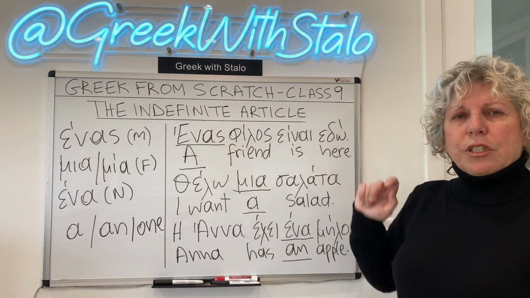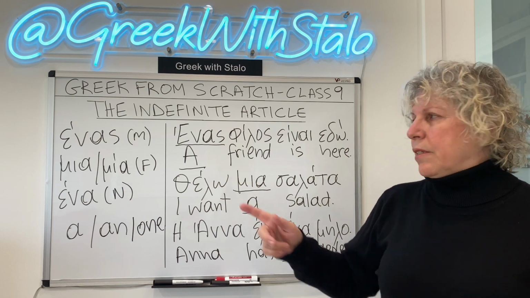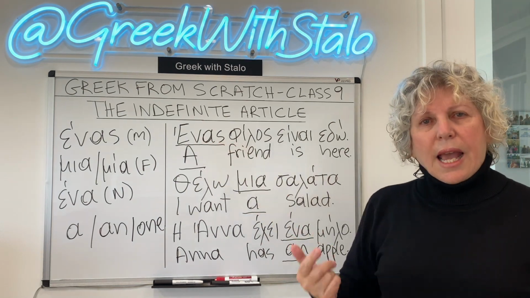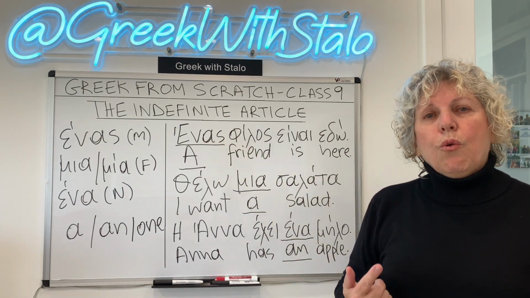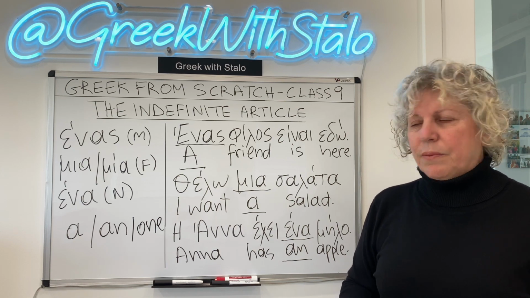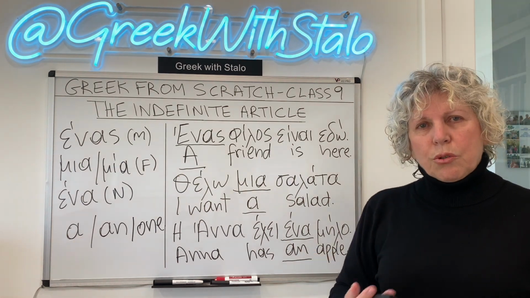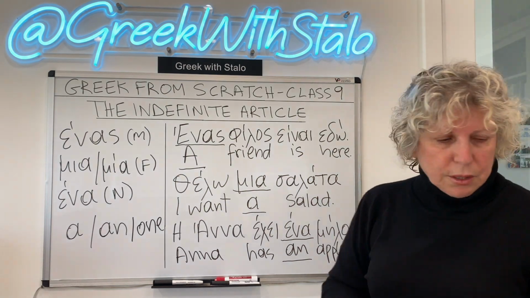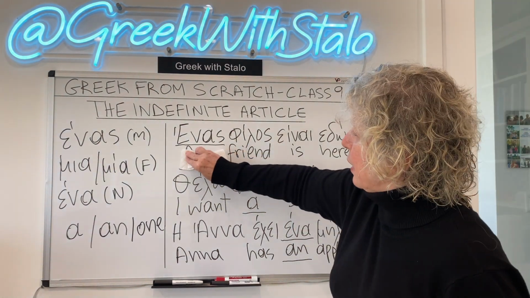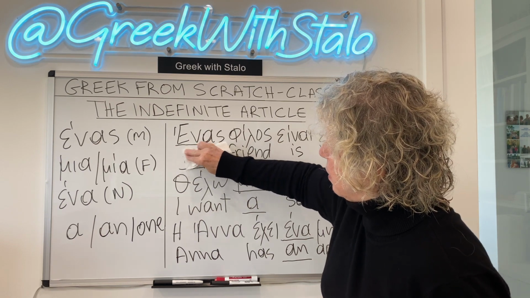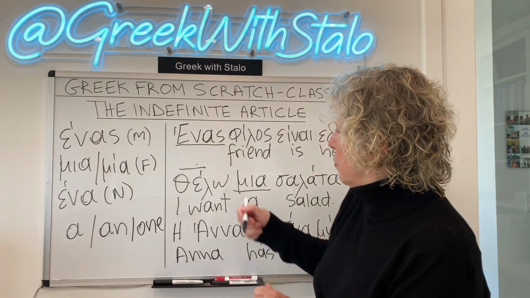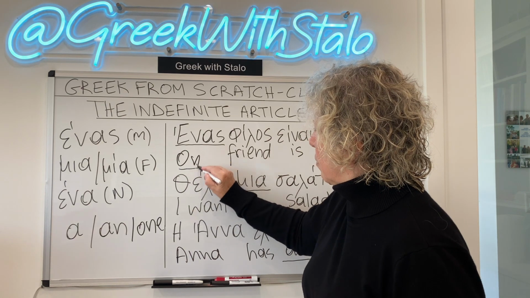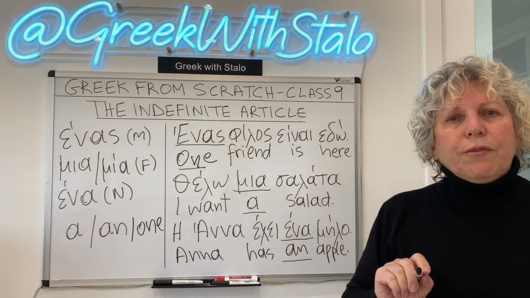Ένας φίλος είναι εδώ. We emphasize the word ένας. Ένας φίλος είναι εδώ. One friend is here, as opposed to more or many friends. Just one friend. So, this can be translated as "one friend is here".